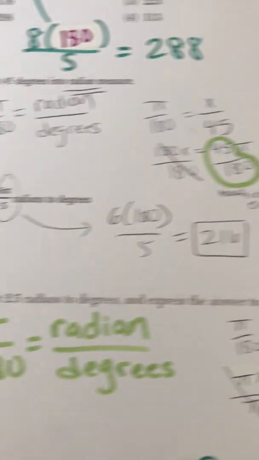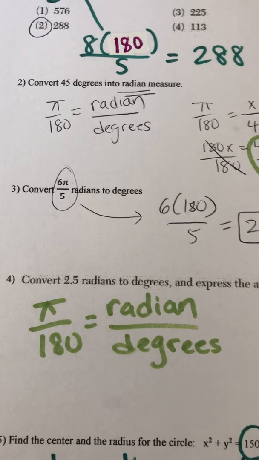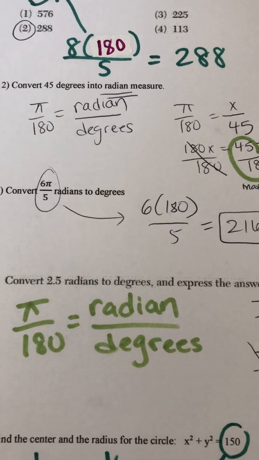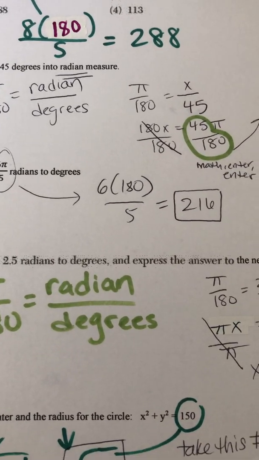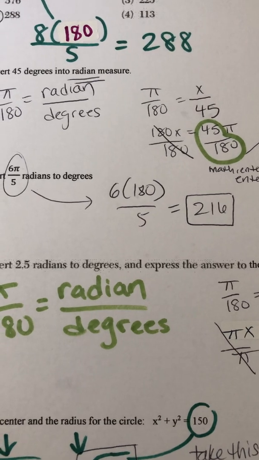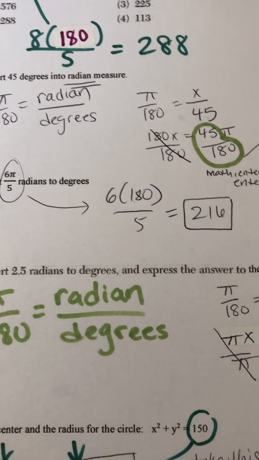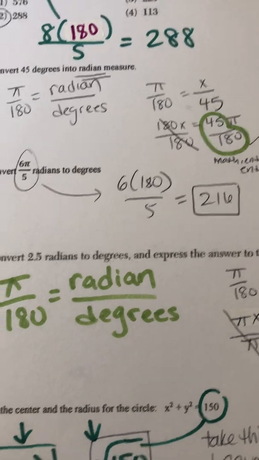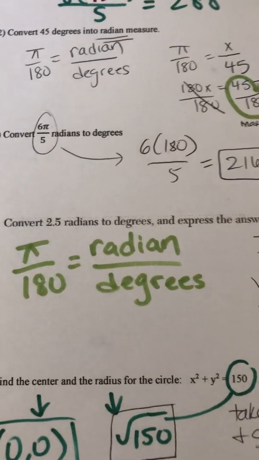If this were a multiple choice, chances are you'd see pi over 4 as the final answer. In the next question, 6 pi over 5 is going to be radians, and we're converting it to degrees, so we're using that same shortcut of multiplying by 180 in the position of the pi. So you're substituting in 180 for the pi. The next question is 2.5 radians to degrees.